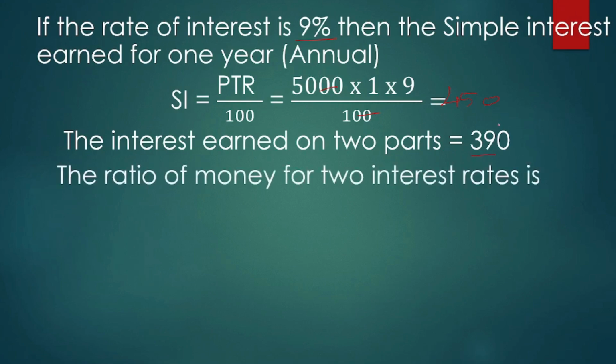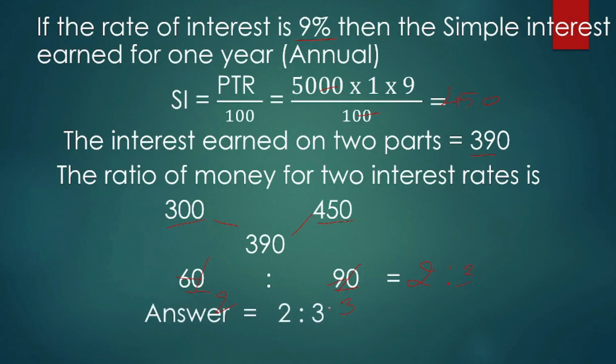Now we find the ratio of these two parts. For the first part, for 5000 we got 300 rupees and on the second part 450. But when the two are mixed, it becomes an average of 390. So the difference 450 minus 390 is 60. This is for the ratio of the first part. 390 minus 300, the difference is 90. This is the ratio for the second part. If you cancel the zeros, the ratio is divided by 10, and 3 2s are 6, 3 3s are 9. So the ratio is 2 is to 3. The parts are lent in the ratio 2 is to 3. So our answer is 2 is to 3.